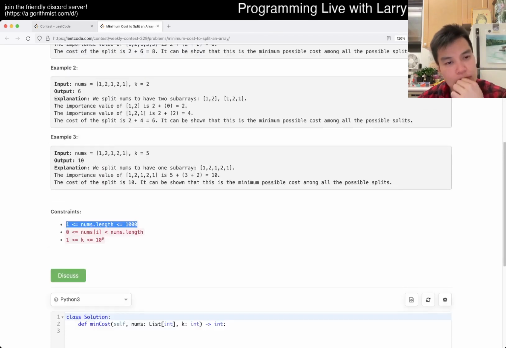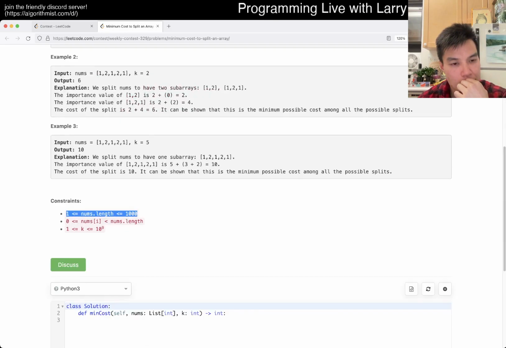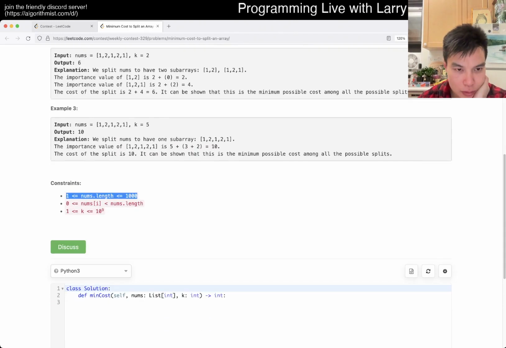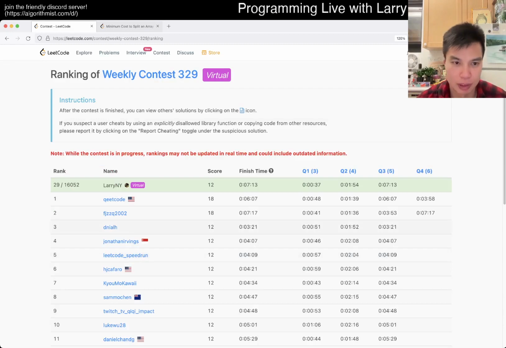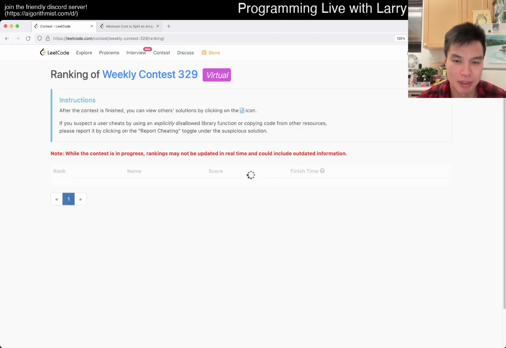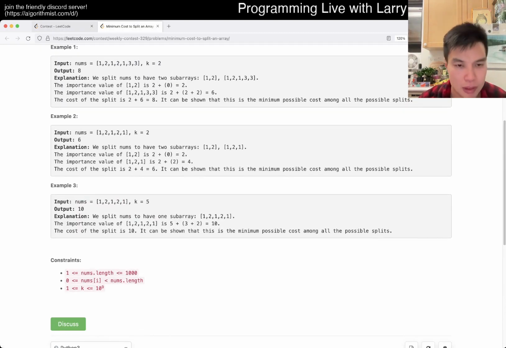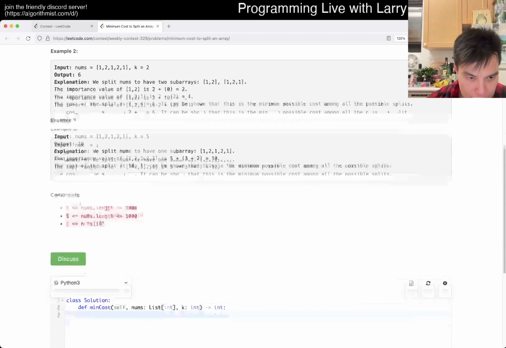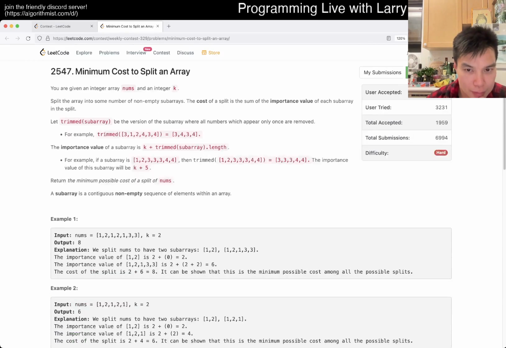N is 1,000. Are we DPing? How would I DP? I mean, it's probably DP. People got it really quickly, actually. I wasn't that fast on, I mean, I was fast on the first 2, but not Q3, because I just had doubts, even though I wasn't that bad. But I mean, it's got to be DP, right? But can I do it in a good way? Do I need to do it in a good way?